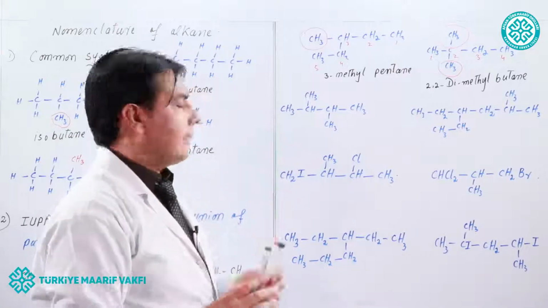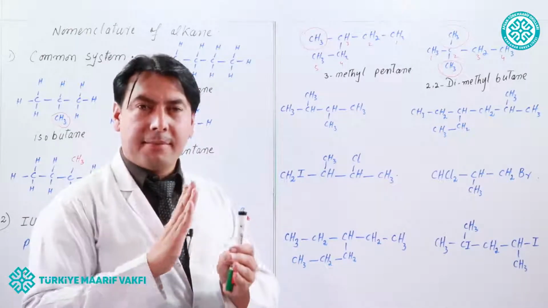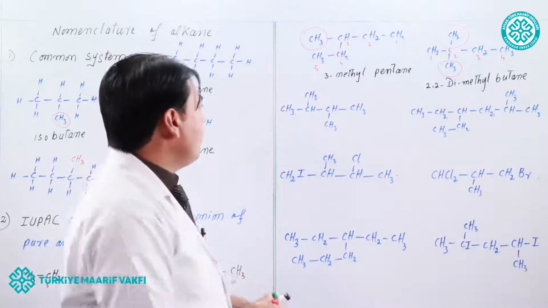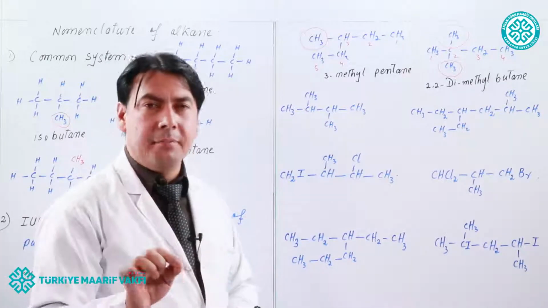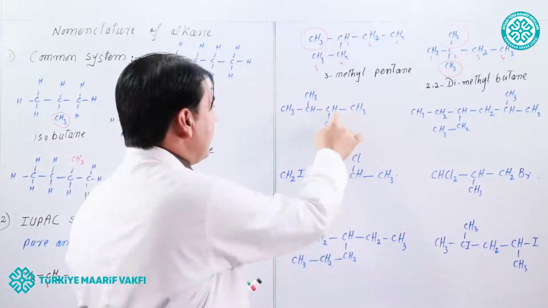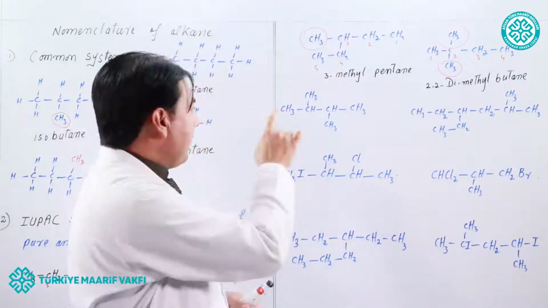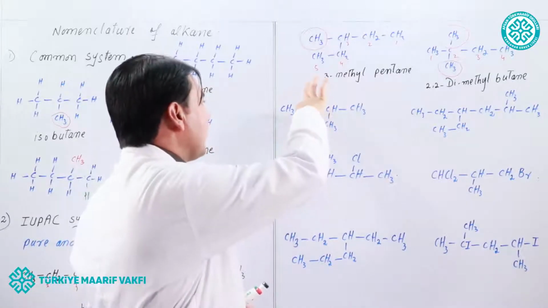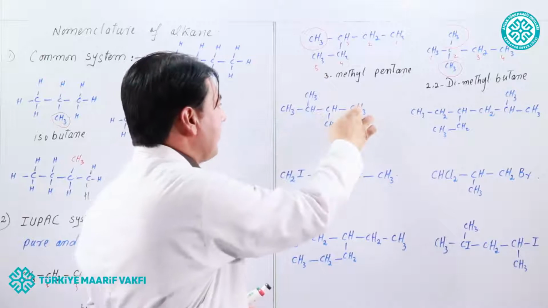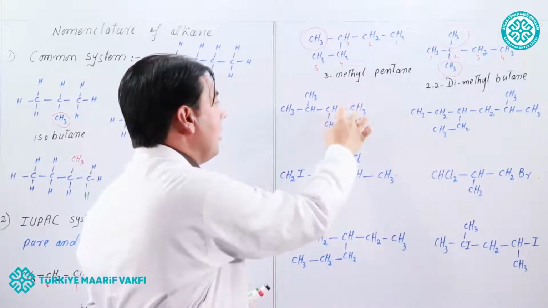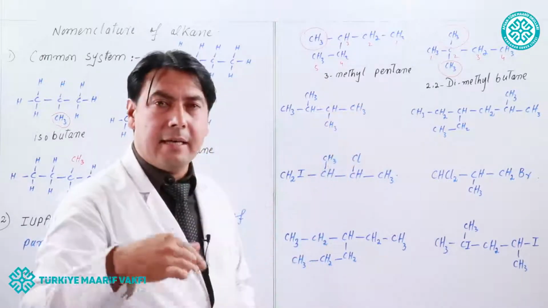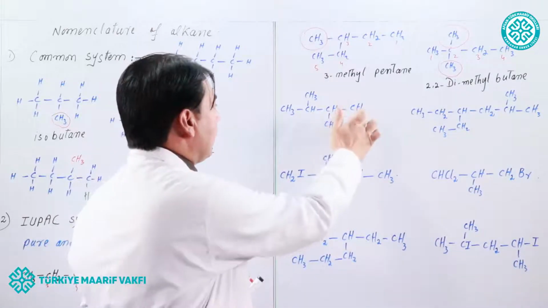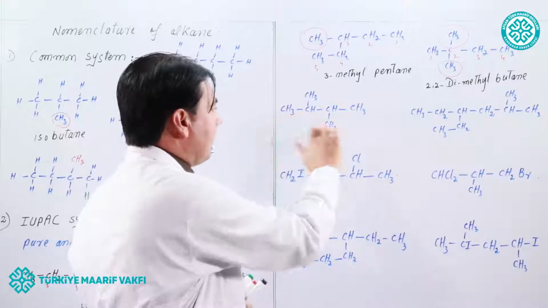Look at the same example, but the substituents are at different positions. So again we have to start the numbering. Look here, 1, 2, 3, 4. If we start the numbering from this carbon, 1, 2, the substituent is at the second carbon. If we start from this carbon, 1, 2, again the substituent is at the second carbon. So this is our choice. Either we start the numbering from this carbon or from this carbon.